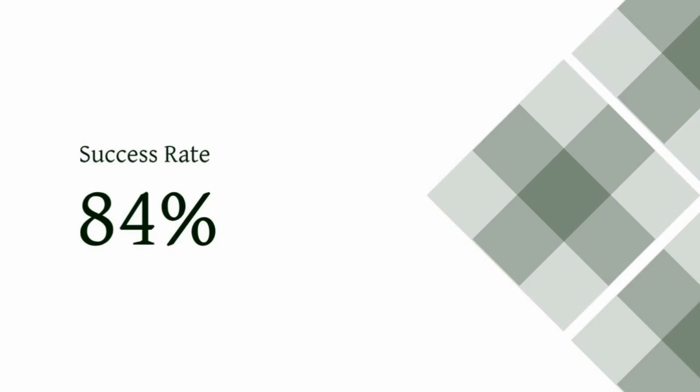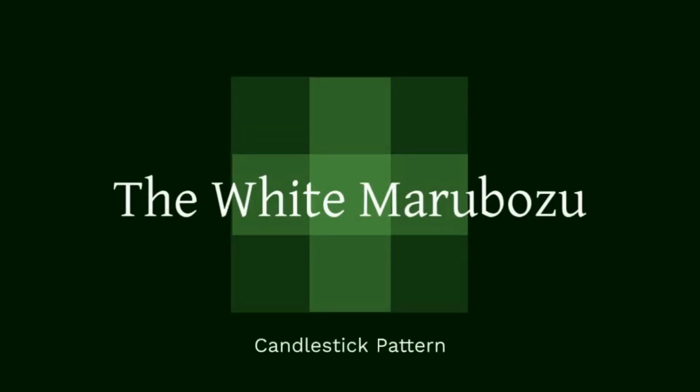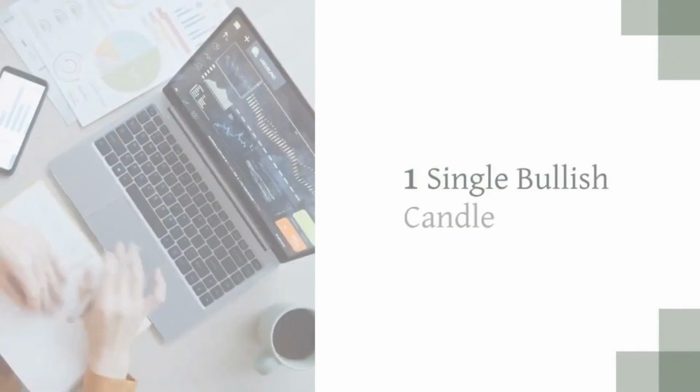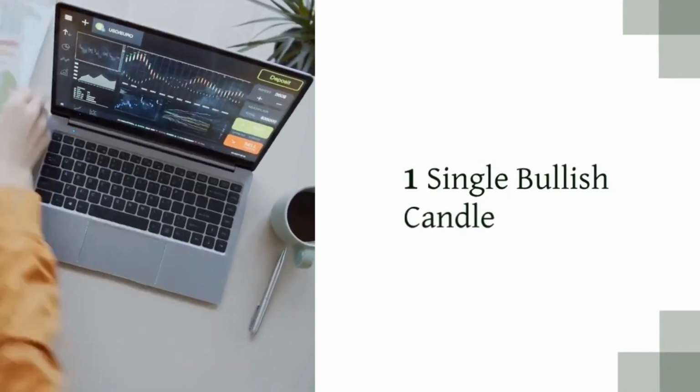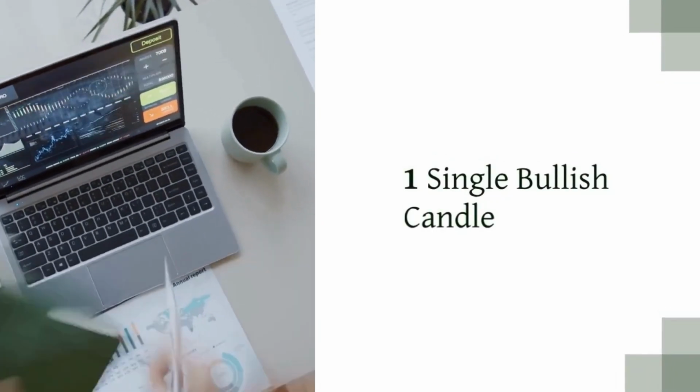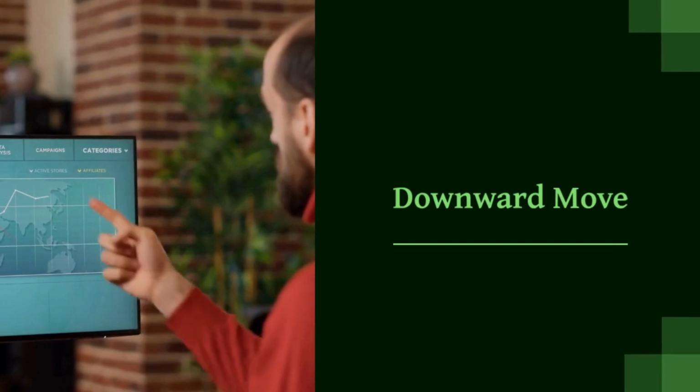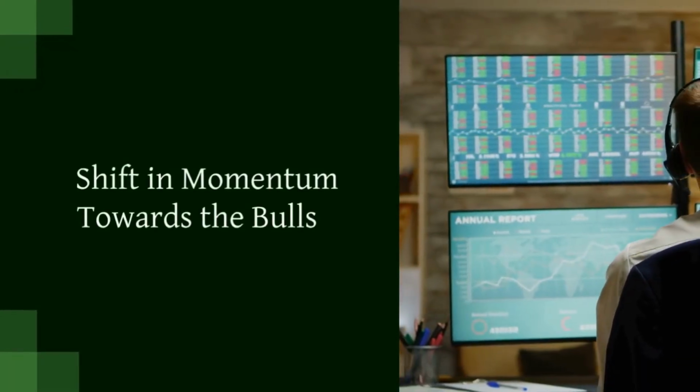With an impressive success rate of 84%, it marks the end of a downtrend and the beginning of an uptrend. The white Marubozu candlestick pattern is another bullish reversal indicator. It features a single bullish candle with a large body and minimal or no wicks. Like the three white soldiers, it appears after a downward move, suggesting a shift in momentum towards the bulls.